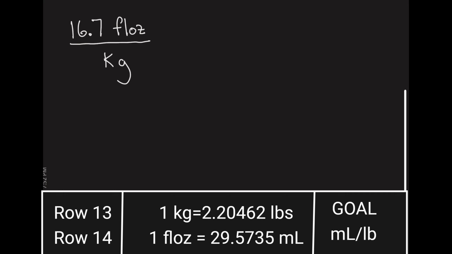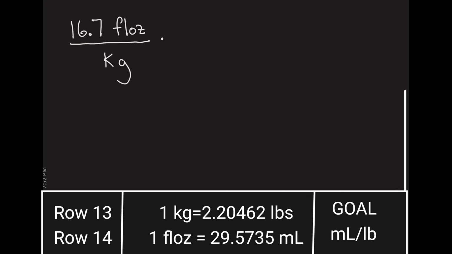Again, the way that we do this doesn't matter whether I switch out the fluid ounces with milliliters first or I switch out the kilograms with pounds. Either one is okay. Let's do the kilograms with pounds because I see it immediately here in row 13. I have 1 kilogram is equal to 2.20462 pounds. All right, so let's go make this change.